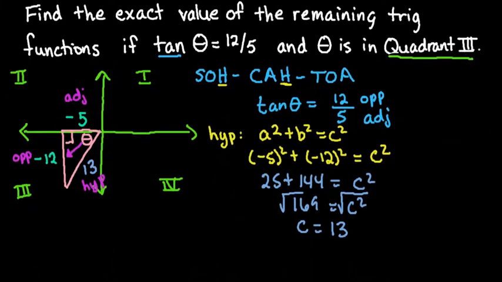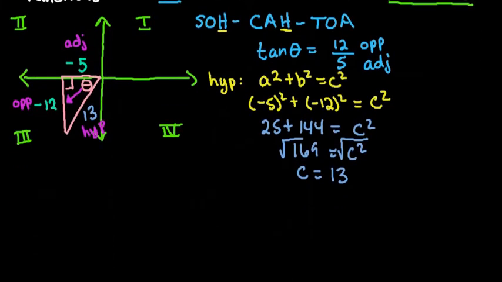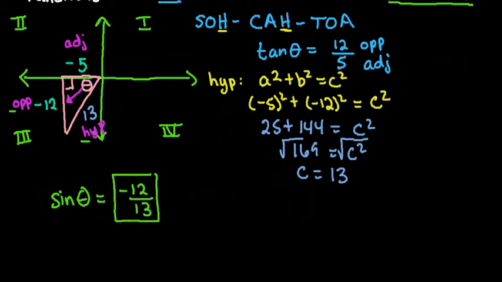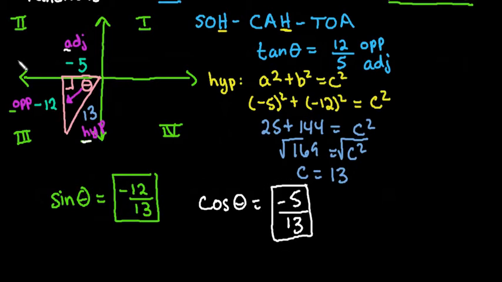So now we have all of the information we need to find the other trig functions. We're going to start with sine, and remember that sine is our opposite over our hypotenuse, so we take -12 and put it over 13. And that's it for that one. Cosine of theta is our adjacent over our hypotenuse, so we put -5 over 13. Tangent we were given, so we were told that tangent is 12 over 5.